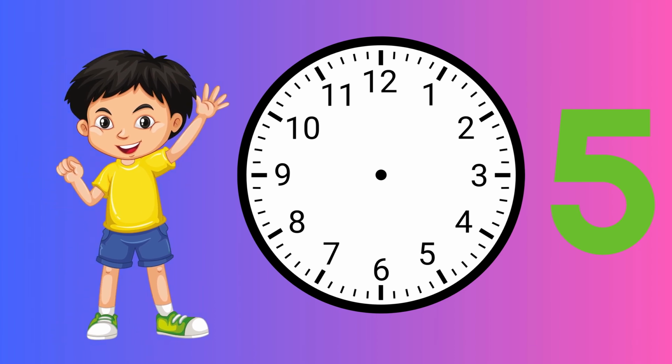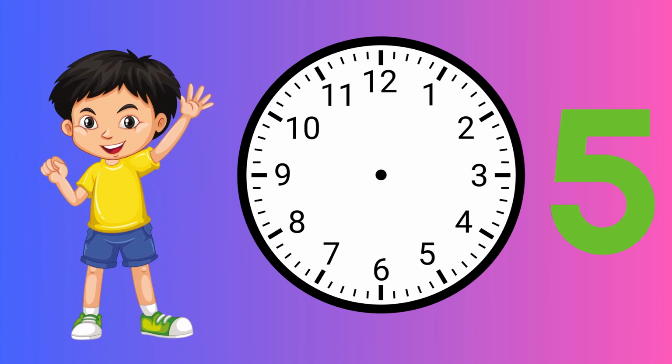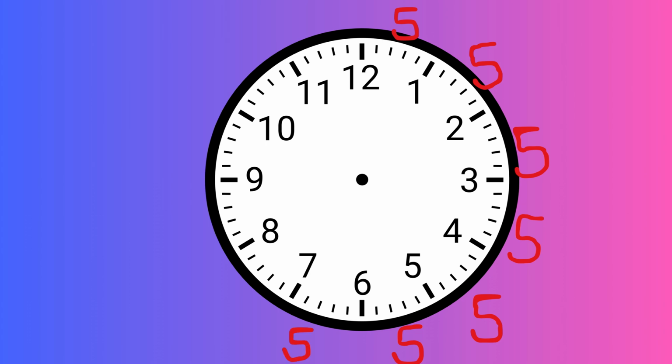There are 5 minutes in every number you see in the clock. 5 minutes between 12 to 1, 5 minutes between 1 to 2, 5 minutes between 2 to 3, and so on, all the way around to 5 minutes between 11 to 12. There are total 60 minutes in 1 hour.